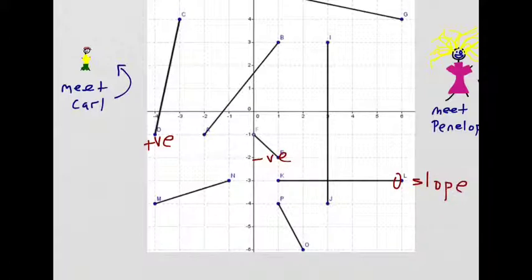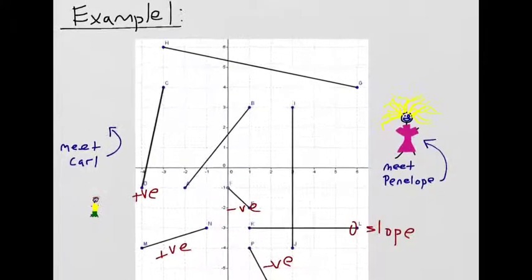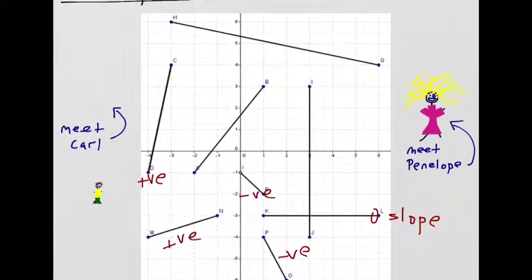It should be pretty obvious what the other ones are now, but in case you're not sure, let's take Carl on a little trip here. MN, positive or negative? Positive. PO, positive or negative? Negative, so label them accordingly. And what about the HG up there? Negative. AB? Positive. And the last line that we're going to look at here is IJ.